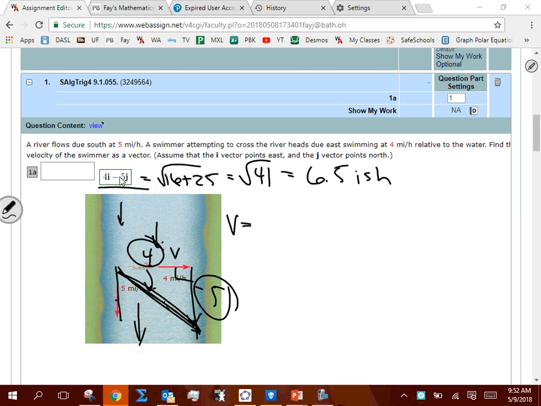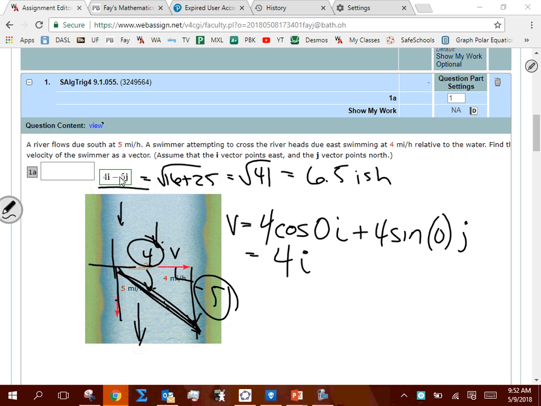my speed as a swimmer, would be 4 cosine, okay? Now, that angle that I'm swimming would be 0 degrees, right? Okay, so 4 cosine 0 I plus 4 sine 0 J. Okay. So when I do that, what's cosine of 0? 1. So I get 4 times I. This goes away, right?